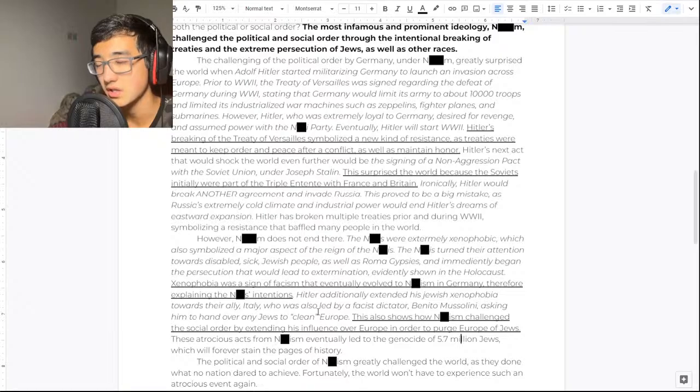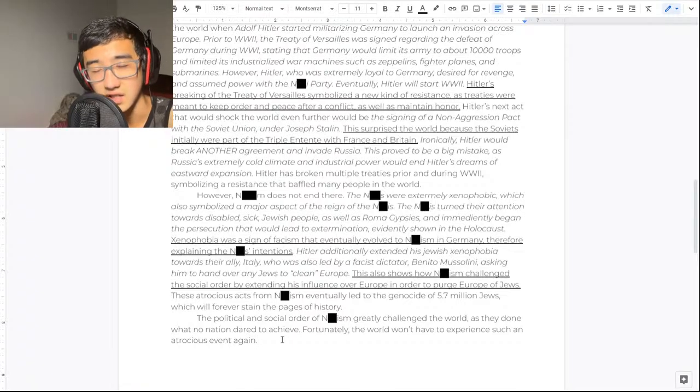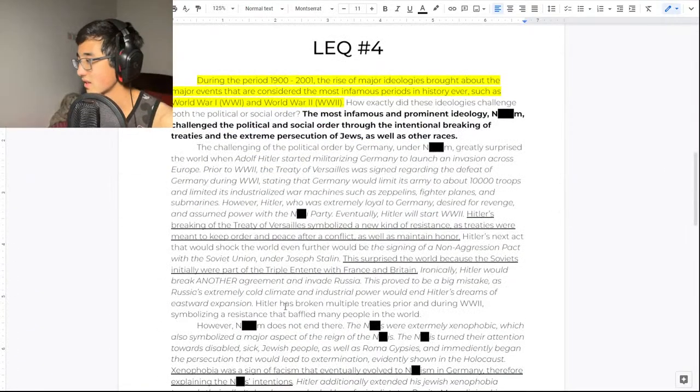Oh, I probably should use that for evidence as well, which will forever stain the pages of history. The political and social order of you-know-what greatly challenged the world, as they done what no nation dared to achieve, which was breaking treaties. Fortunately, the world won't have to experience such an atrocious event again. I hope. Yeah, that is my LEQ that earned me a 6.